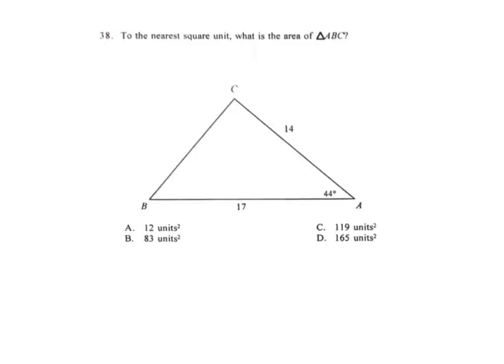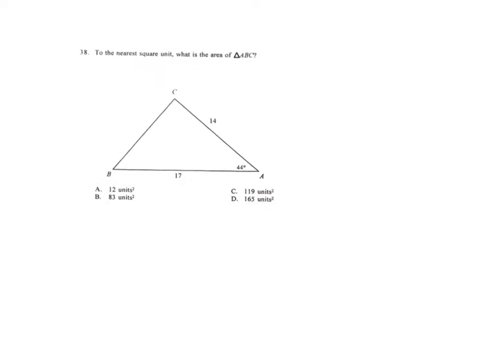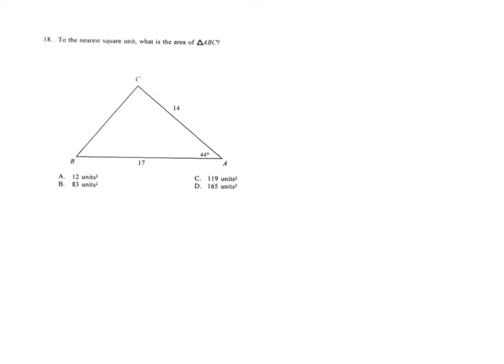All right, for 38, we are finding the area of triangle ABC to the nearest square unit. I'm gonna make this a little smaller so I have some space to work. We have a formula that says area equals 1/2 times little b times little c times the sine of big A.